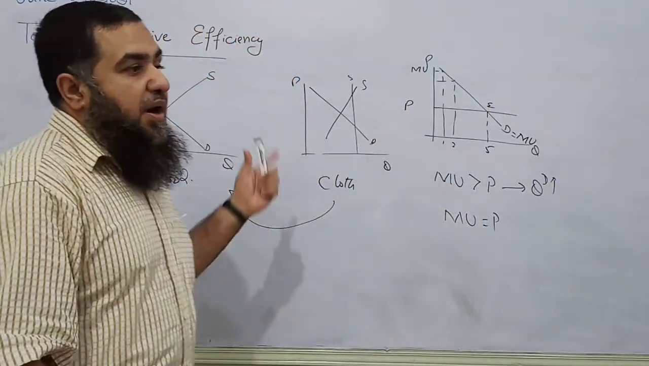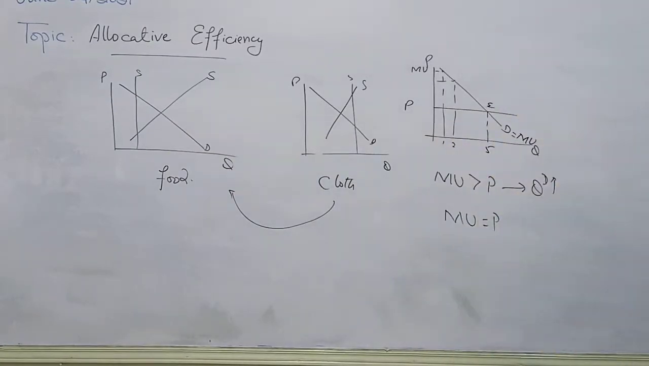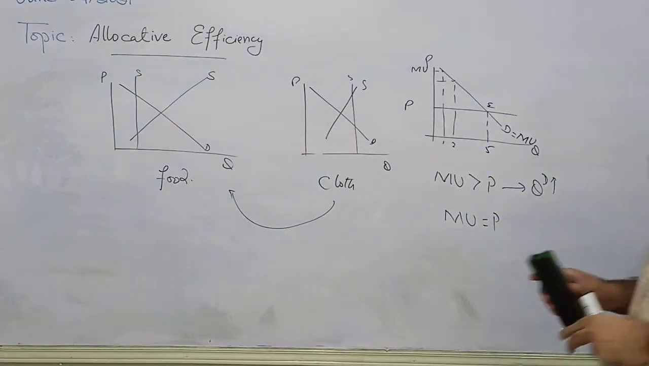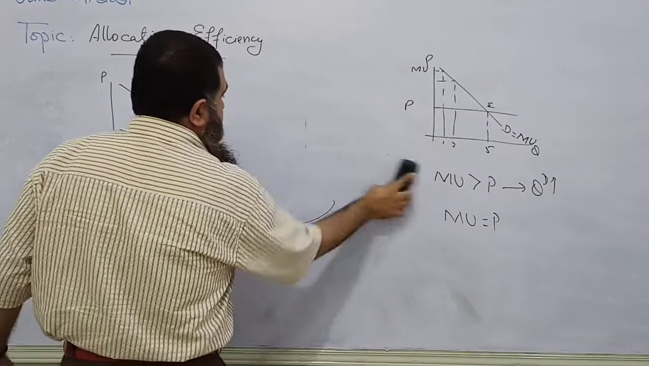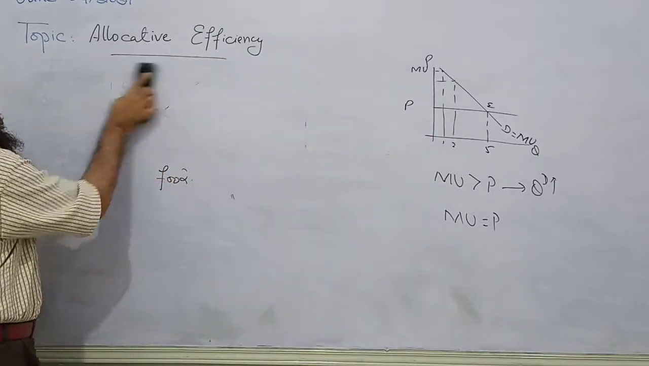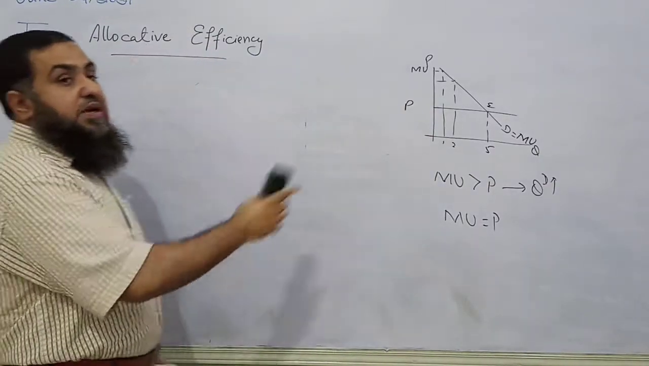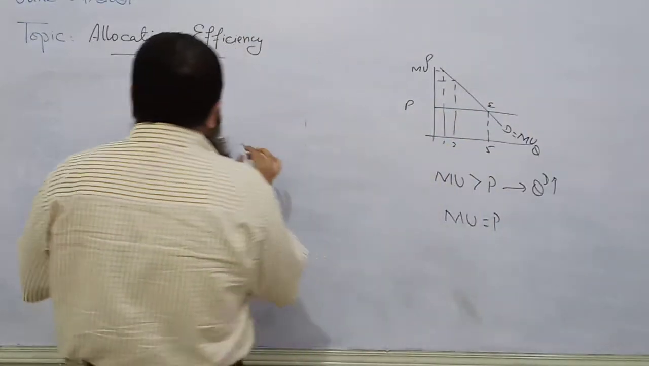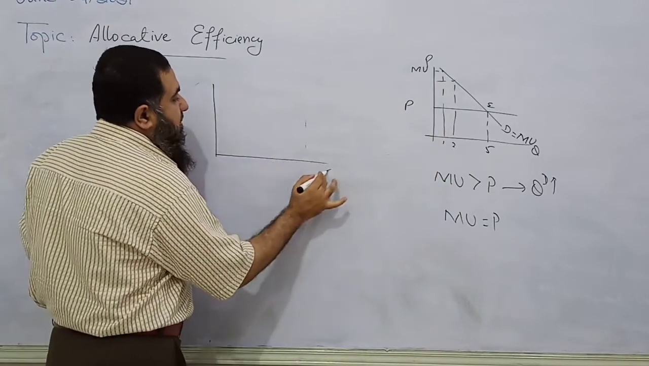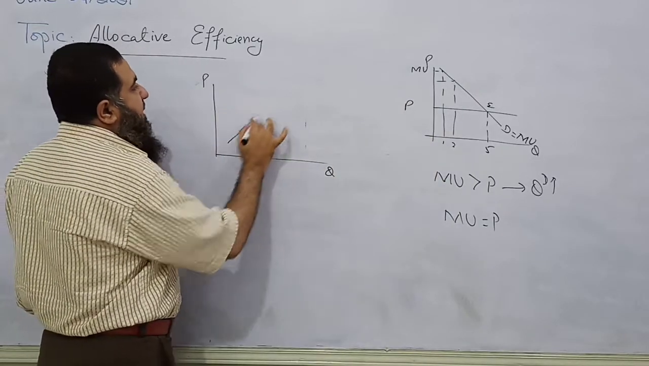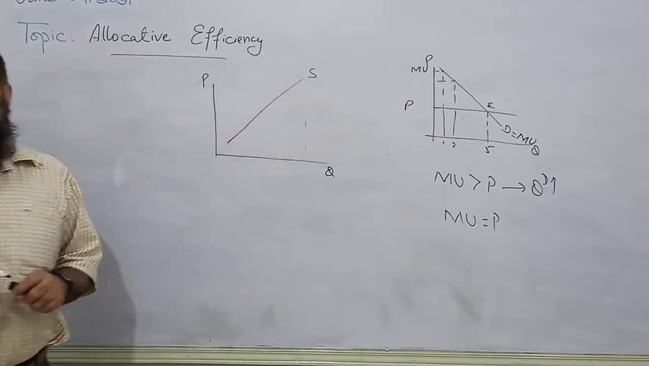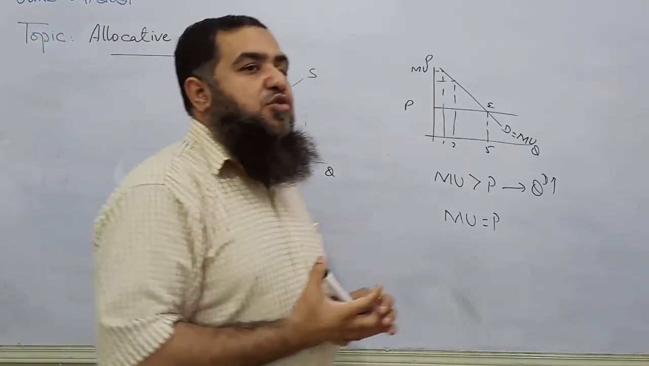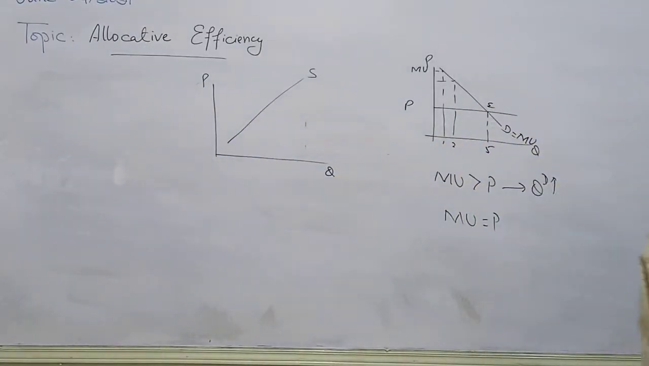If I talk about the producer, what is the producer's aim? Do you know what the producer's aim is? To maximize profit. He is producing the output to maximize profit. If I say this is now the supply curve, which is upward sloping, why is it upward sloping? In our AS level we talked about why the supply curve is upward sloping.